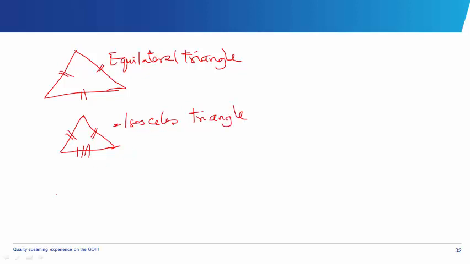Now another type of triangle you must know is a triangle, let's say of this nature. None of the sides are equal. This is called a scalene triangle.